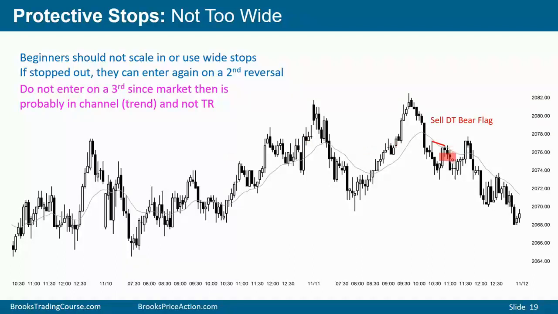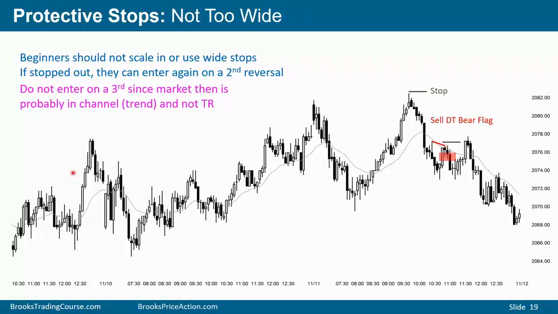Double top bear flag, reasonable to sell with the stop below that little bear bar. You get filled here, looking for a small trade down. Can you put your stop here, or should you put your stop here? This is a major high. This is a minor high. This is a minor high.